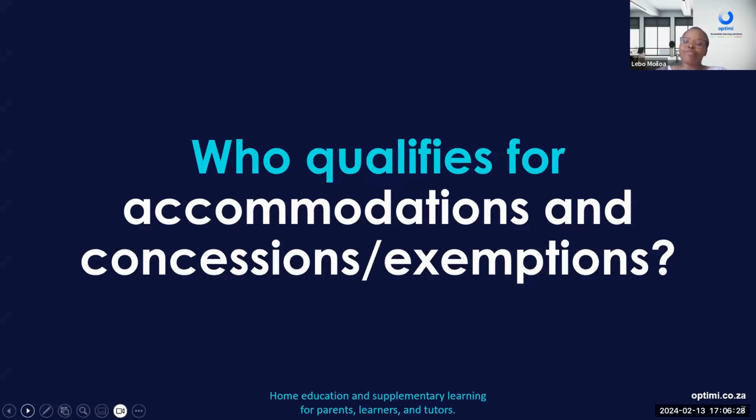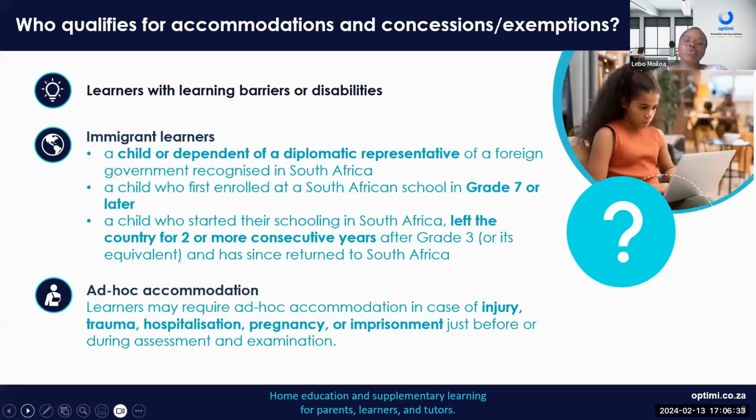We will be touching on who qualifies for accommodations, concessions, and exemptions. This would be your learners with learning barriers or disabilities. Immigrant learners, these are typically a child or dependent of a diplomatic representative of a foreign government that is recognized in our country. A child who first enrolled in South Africa in a school in grade 7 or later, or a child who started their schooling in South Africa but left the country for 2 or more years after grade 3, and has since returned to the country.